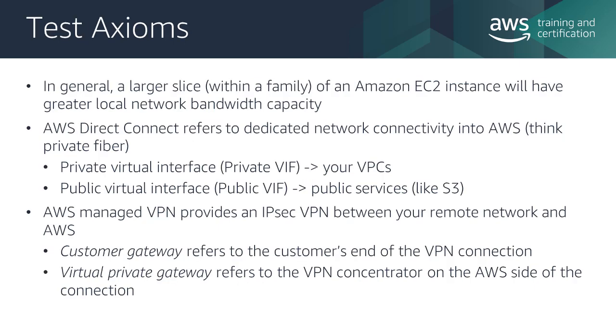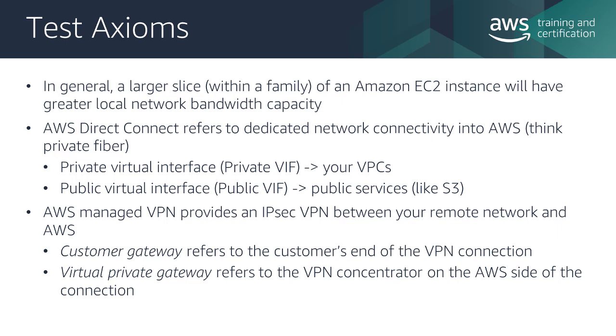Putting network together. A number of key things it's important to know. Network in and out of an EC2 instance is often controlled by how large the instance is. A larger instance within a particular family often means greater network bandwidth. Know the moving pieces of Direct Connect and AWS Managed VPN. The Direct Connect is going to have the private and public VIFs. The AWS Managed VPN is also going to use the customer gateway at the customer's end. In both cases, the VGW takes care of connecting it to AWS.